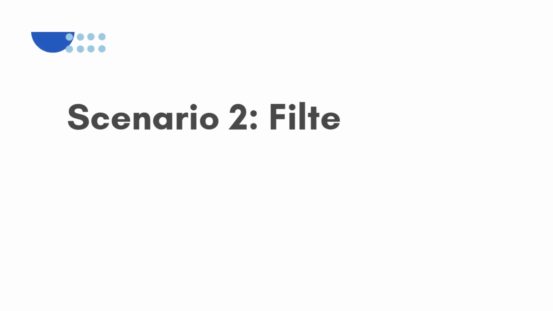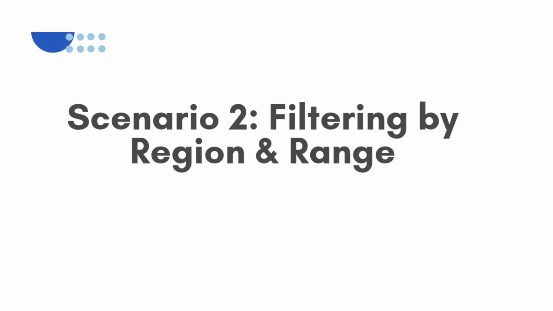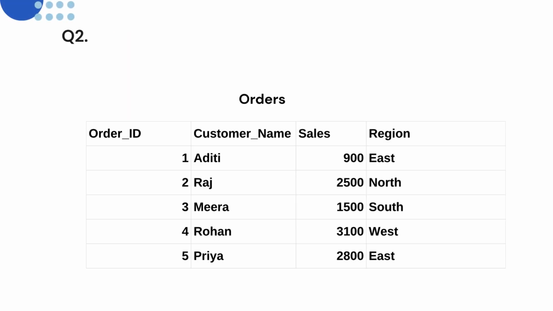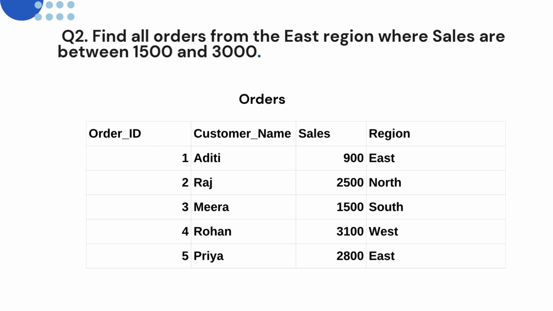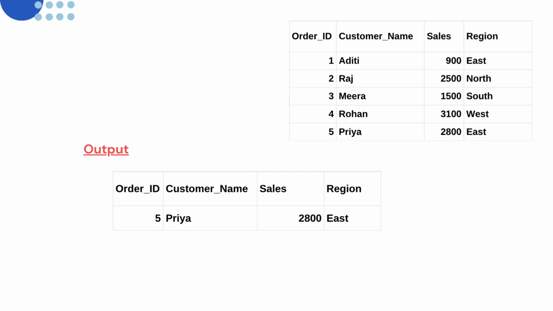So the next scenario is filtering by region and range. Our question is, find all orders from the East region where sales are between 1500 and 3000. Our table is the same, that is a total of 4 columns and 5 rows. So we have to find out the region where sales are between 1500 and 3000. There is only one row, that is the order ID 5 with the customer name Priya.